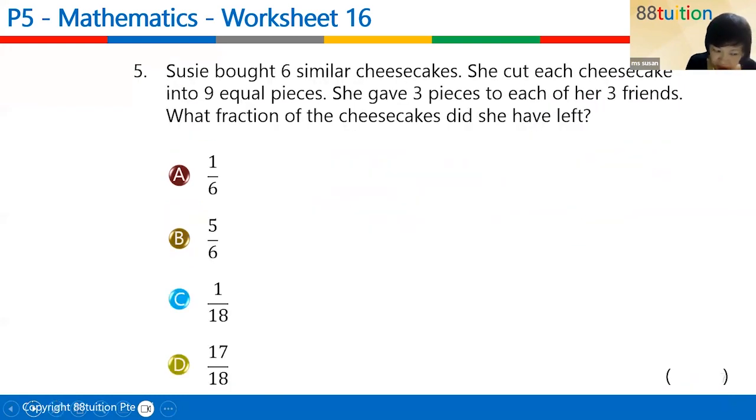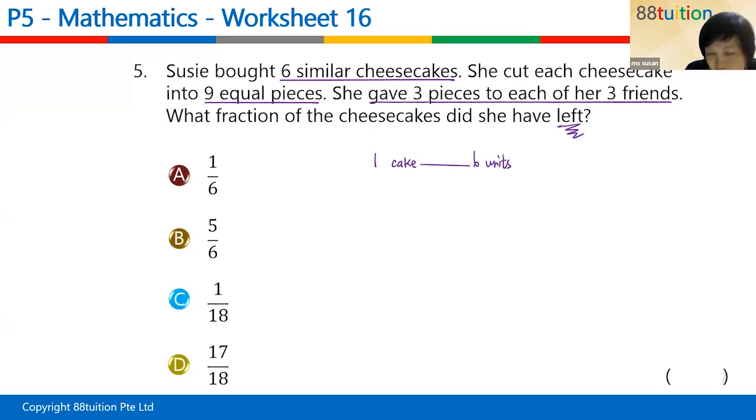Q5. Susie bought 6 similar cheesecakes. Okay, so 6 similar cheesecakes. She cut each cheesecake into 9 equal pieces. She gave 3 pieces to each of her 3 friends. And how much did she have left? Oh, okay. So 1 cheesecake is cut into 6 parts. All right, then I'll put it as 6 units. All right. Okay, give me a minute.